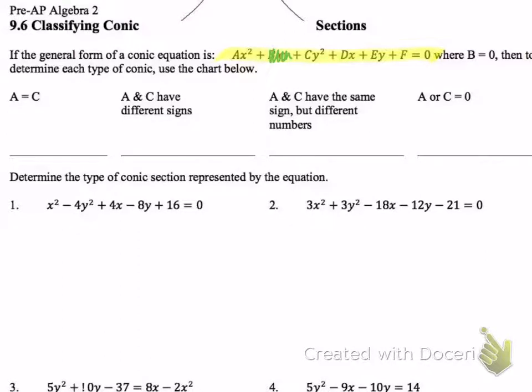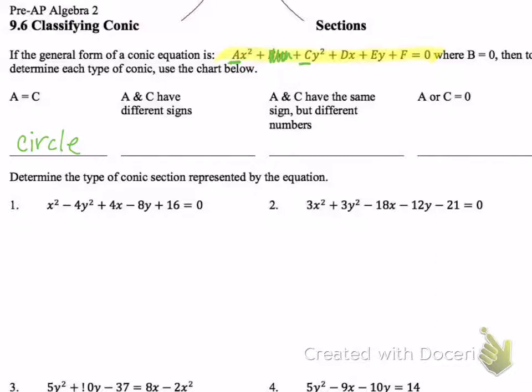So based on just looking at the equation, if a and c are the same number, so if, let's say, it was 1x squared plus 1y squared, then that would be considered a circle. So if a and c are the same value.